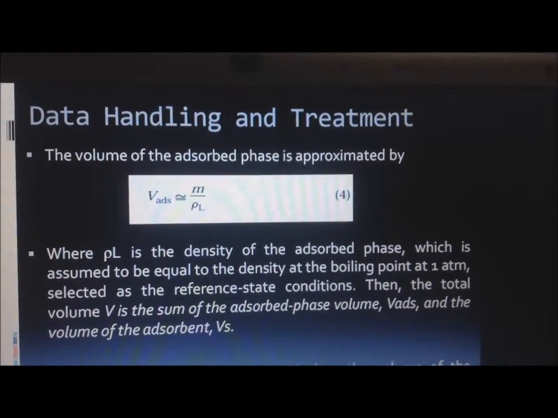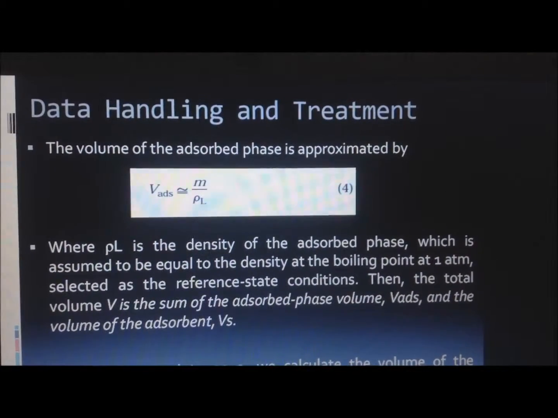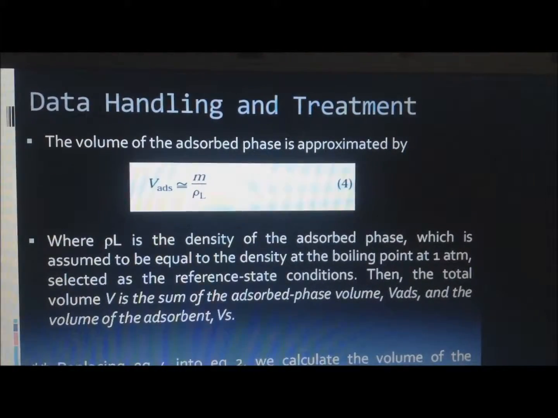The volume of the adsorbed phase is approximately equal to the real mass of the gas over the density of the adsorbed phase.